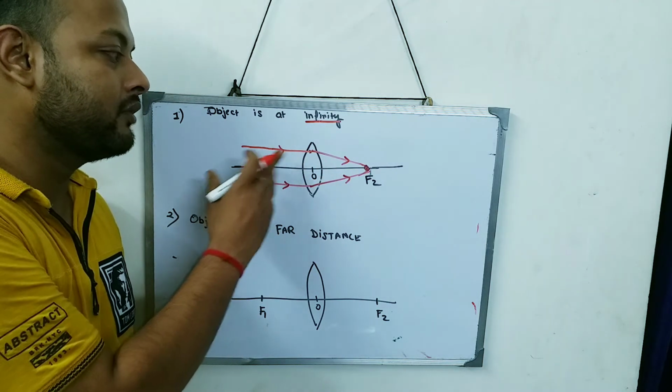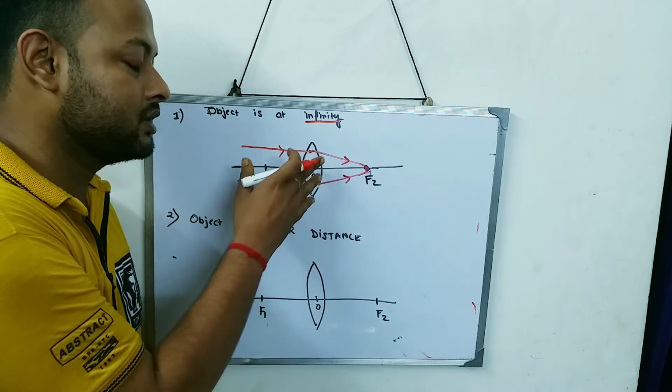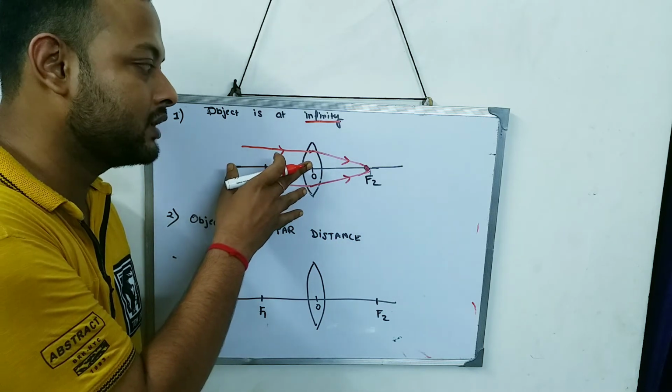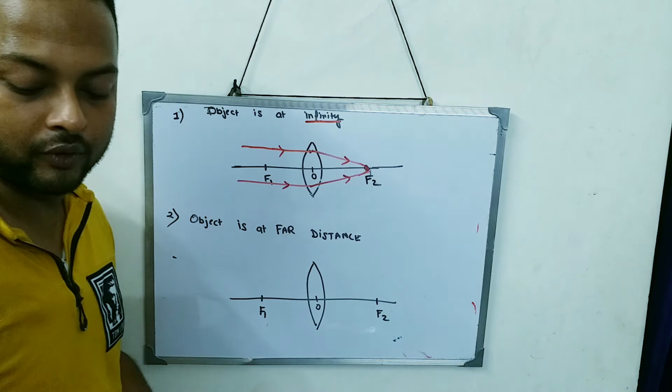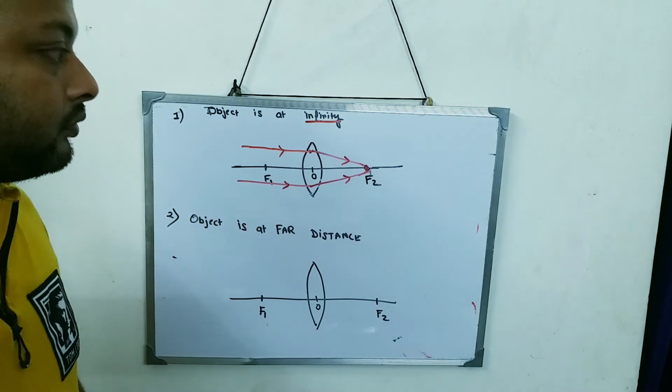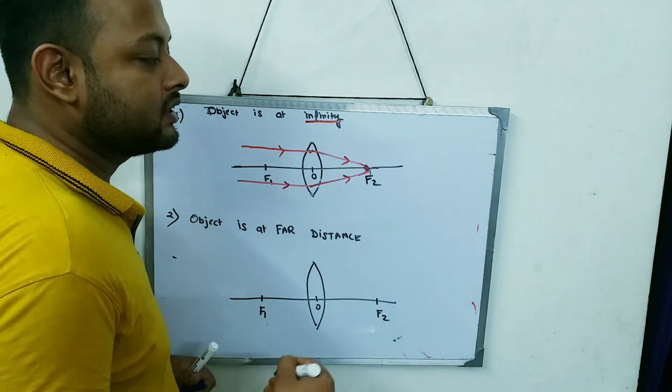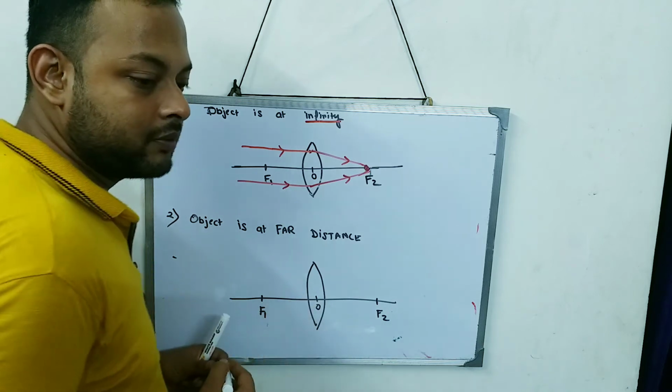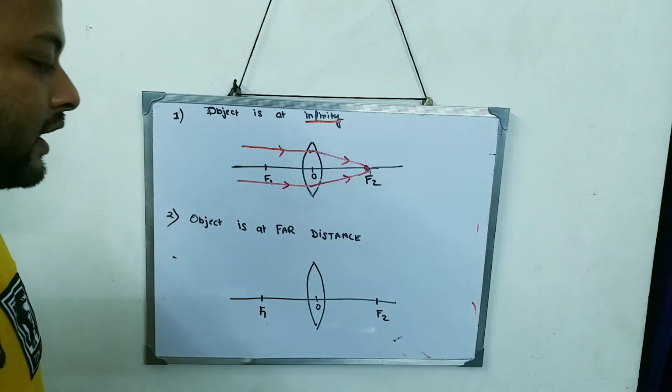So I hope you understood this point. The rays which are coming from infinity will be parallel to the principal axis. After refraction it will pass through F2. Now, what are the characteristics that we get over here? So let me draw the ray diagram, then I will study the characteristics.